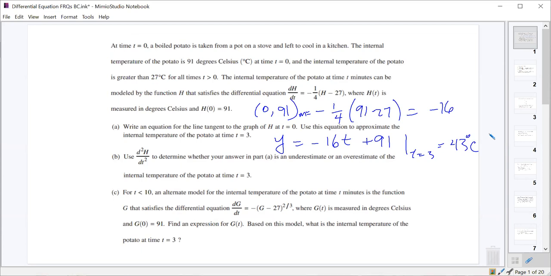Anyway, that was worth, wow, that was worth 3 points. Unbelievable. 3 points. 1 for the slope, 1 for the equation, and 1 for 43 degrees.